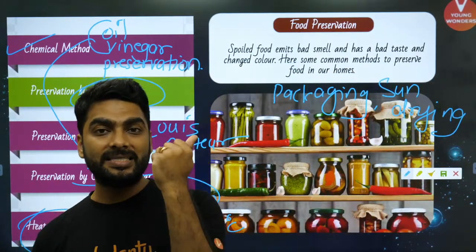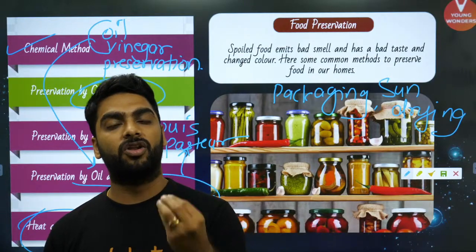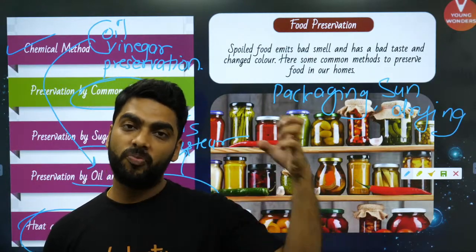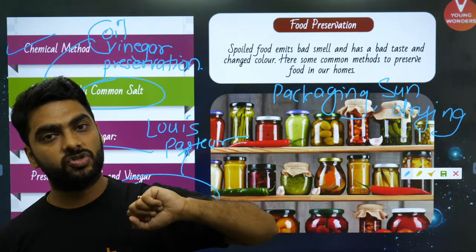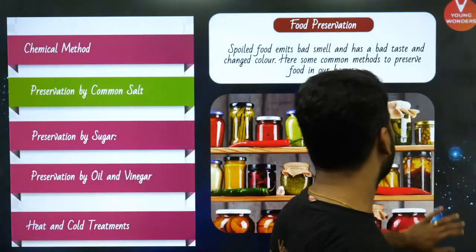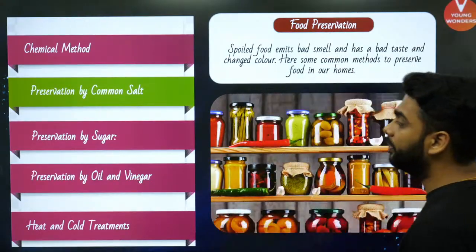Because moisture is the perfect environment for microorganisms to grow. So when you remove moisture from the food, it remains preserved, right? So sun drying is also a very, very effective method. Now let us look at the different methods in which you can preserve food.